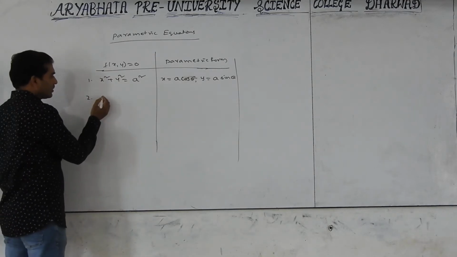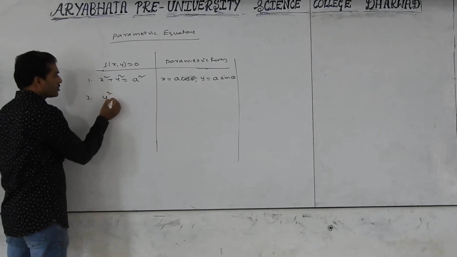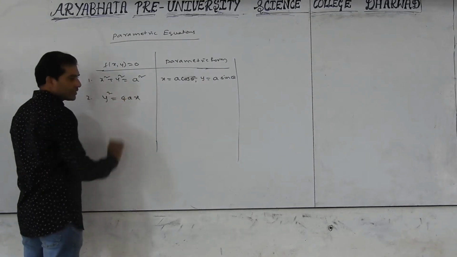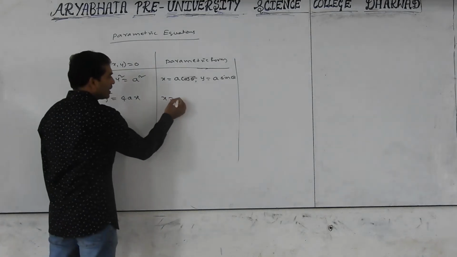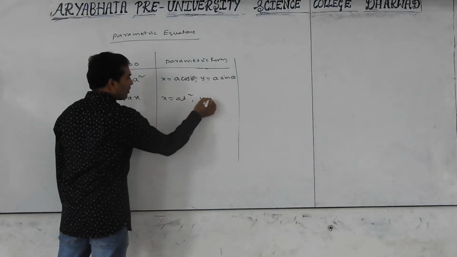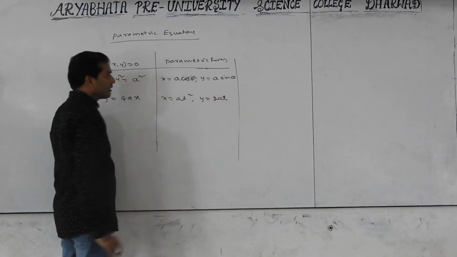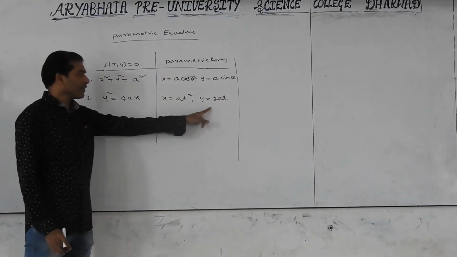Second one. This is circle. Parabola. y square equal to 4ax. x is equal to a t square, comma y is equal to 2at. These are the parametric equations of the parabola.